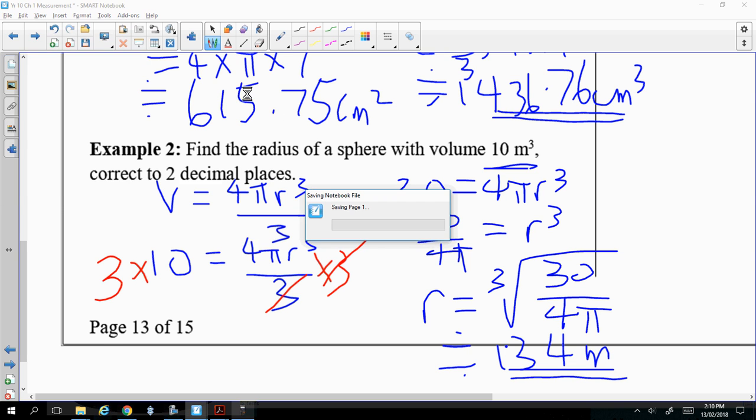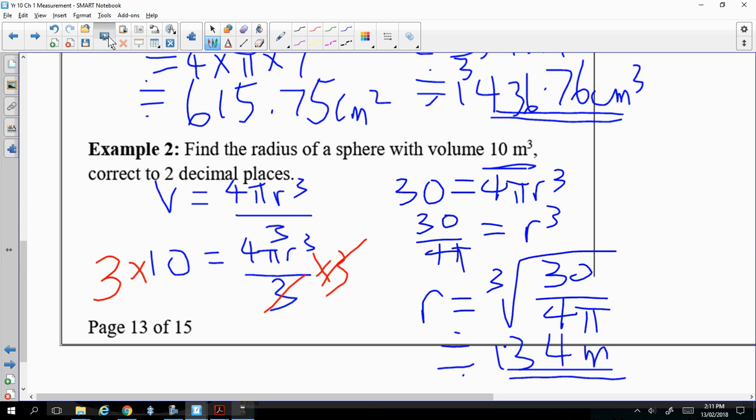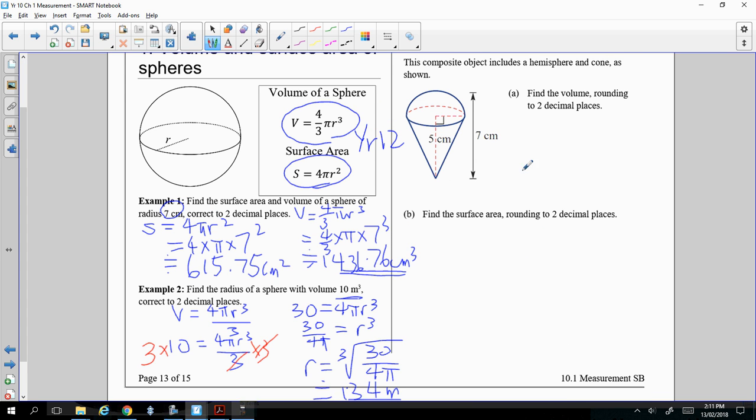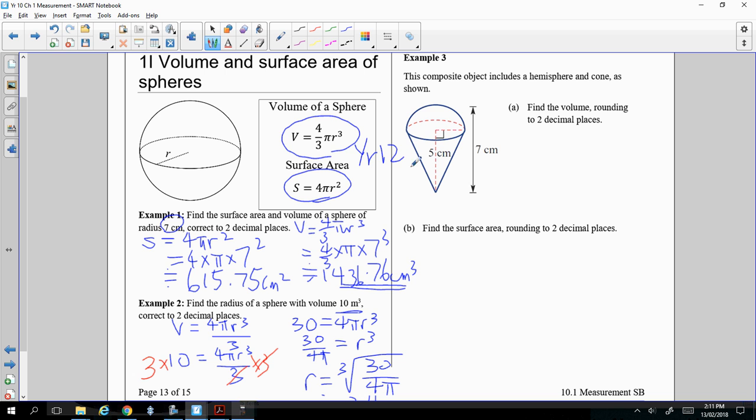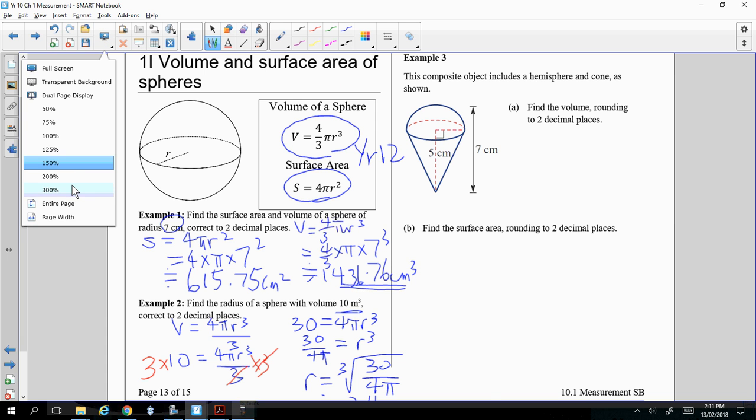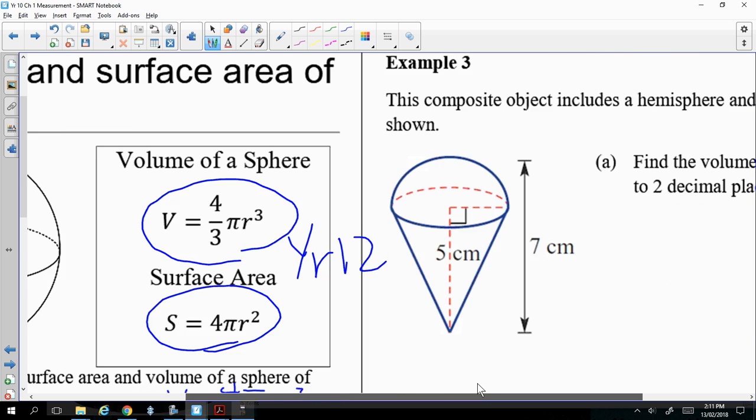Now we know how to find the volume, surface area, or given the volume, find the radius. It's pretty easy. Once we do that, we can move on to the next example, a composite shape. Hopefully you have all finished. This composite shape looks like an ice cream cone. We're going to find the volume of that and then the surface area. Let's start with the volume.